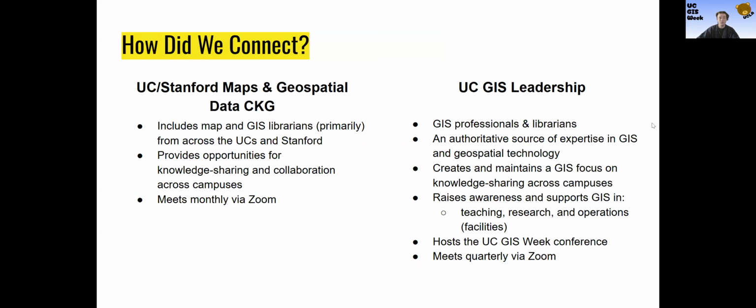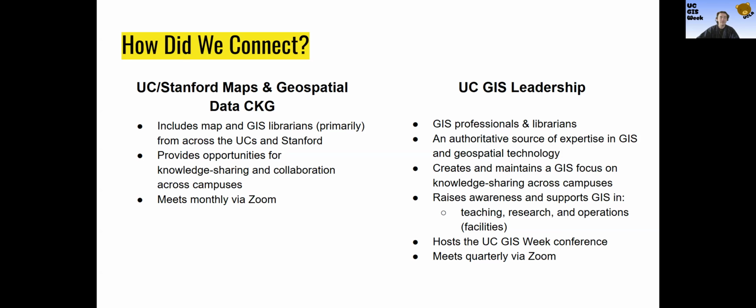We've connected through two different ways. We have a UC/Stanford Maps and Geospatial Data CKG, which stands for Common Knowledge Group. These are primarily groups for members of UC libraries, and ours happens to include Stanford. For us, it's people who work with maps and geospatial materials. We meet about once a month on Zoom to do some knowledge sharing and collaboration between our campus libraries.